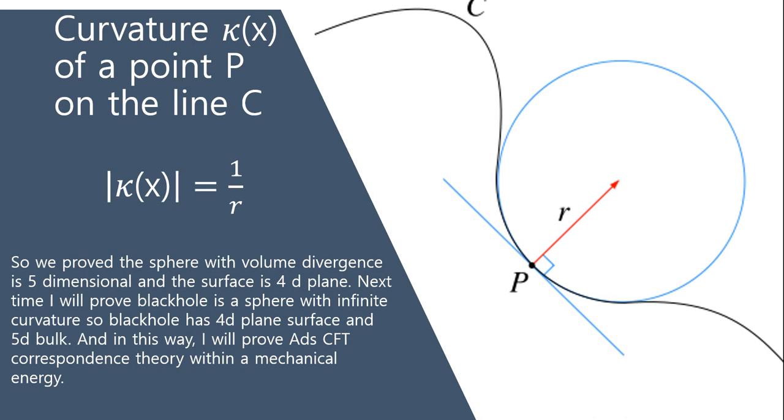Next time I will prove a black hole is a sphere with infinite curvature, so a black hole has a 4D plane surface and 5D bulk. And in this way I will prove the ADS-CFT correspondence theory within a mechanical energy.